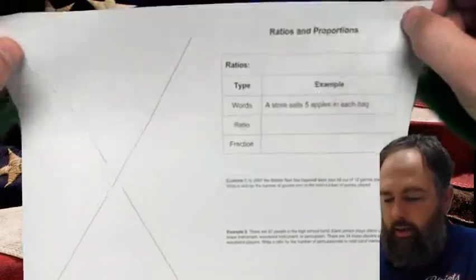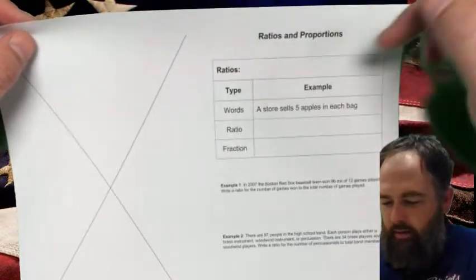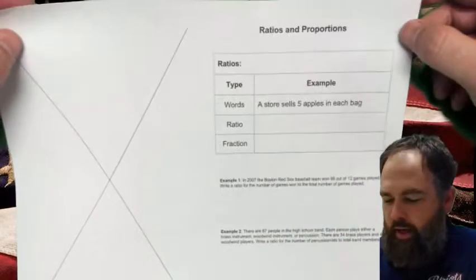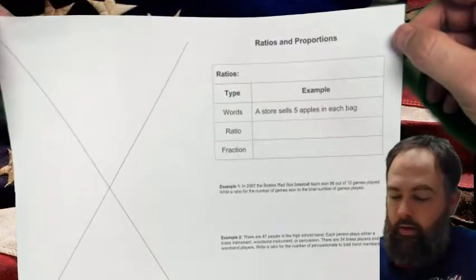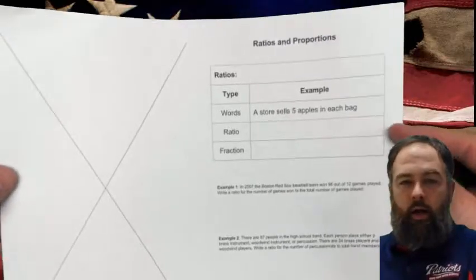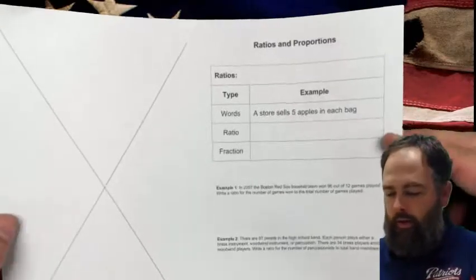And the first thing you're going to need is this piece here, the ratios and proportions notes. I passed these out to everybody in class. If you either weren't here or lost yours for any reason, feel free to print it off. It's all in Google Classroom.